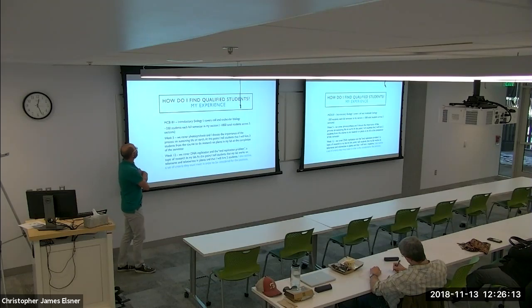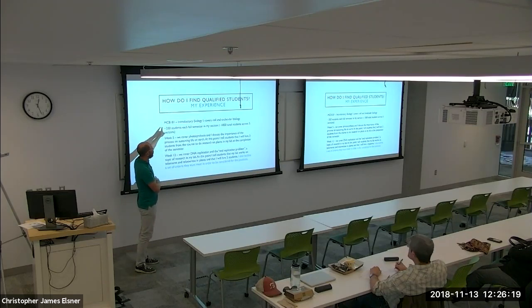Okay, so this is how I do it. I teach Introductory Biology 1, that's MCB 181. It covers cell and molecular biology. That's great for me because I'm a cell and molecular biologist. It has about 350 students each fall semester. That's just in my section, but there are about 1,800 students overall across 5 different sections.